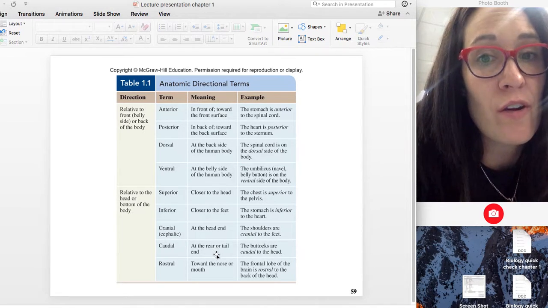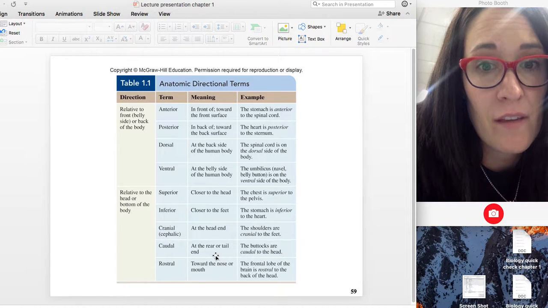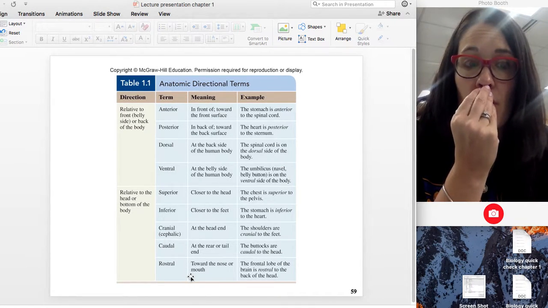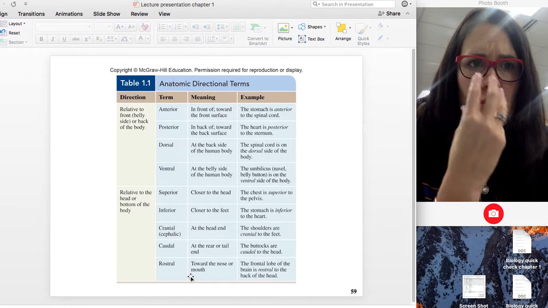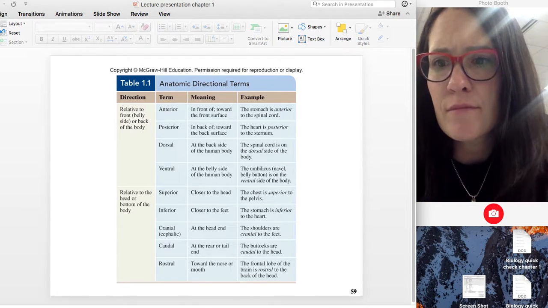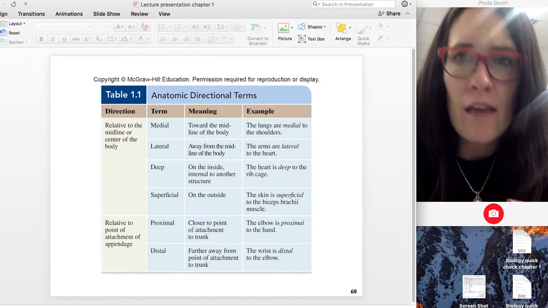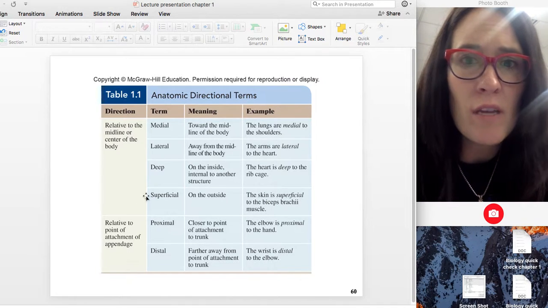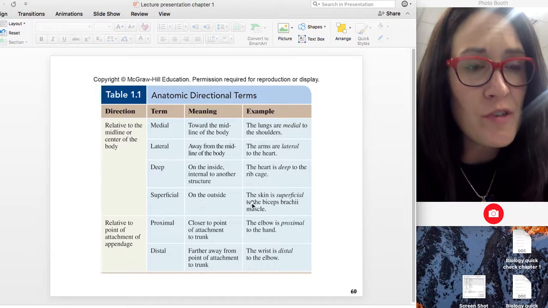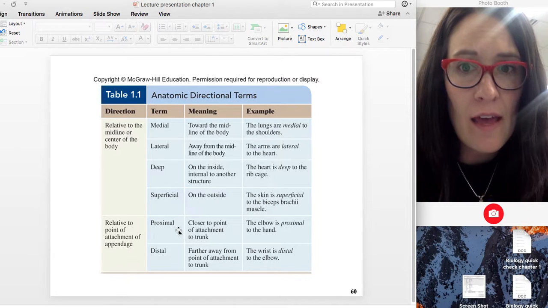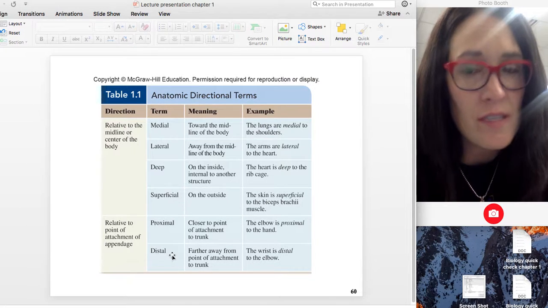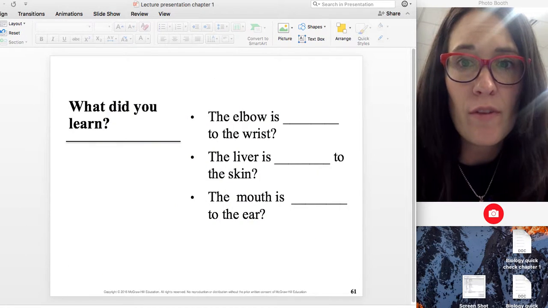Caudal means at the rear or tail end. And rostral means towards the nose or mouth. In a pig, this area is called the rostrum. And then table 1.1, continued: medial, lateral, deep, and superficial that we went over, and proximal and distal. And those are good examples.